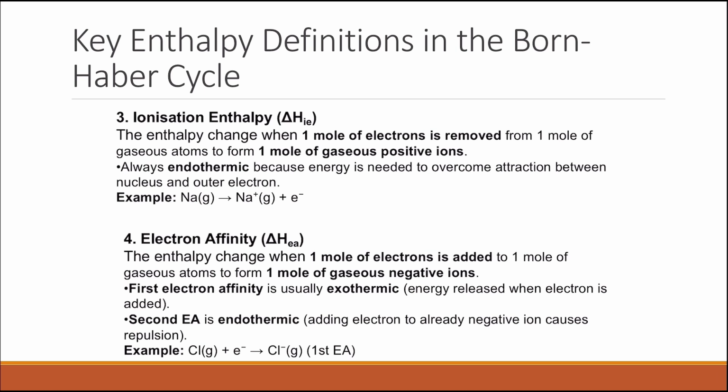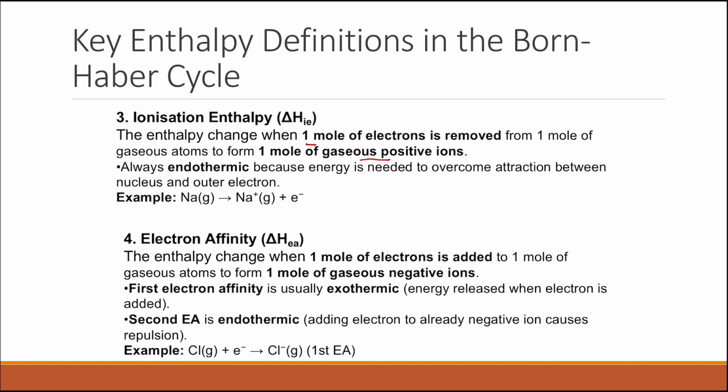And then we have the ionization enthalpy, which is ionization energy, basically. So it's the enthalpy change when 1 mole of electrons is removed from 1 mole of gaseous atoms to form 1 mole of gaseous positive ions. So this is the ionization energy we talked about. We could use first, second, third, even more ionization energies. We could use just the first one when we construct the Born-Haber cycle, based on the ions we have.